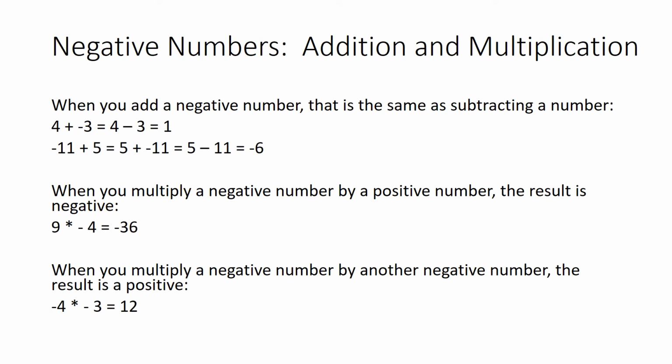Negative numbers. Remember, when you add a negative number, that's the same as subtracting a number. 4 plus negative 3 is the same as 4 minus 3. Negative 11 plus 5, which is the same as 5 plus negative 11, which is the same as 5 minus 11, which is negative 6. Similarly, when you multiply a negative number by a positive number, you get a negative result. 9 times negative 4 is negative 36. However, when you multiply a negative number by another negative number, you get a positive number. Negative 4 times negative 3 is positive 12, or simply 12.